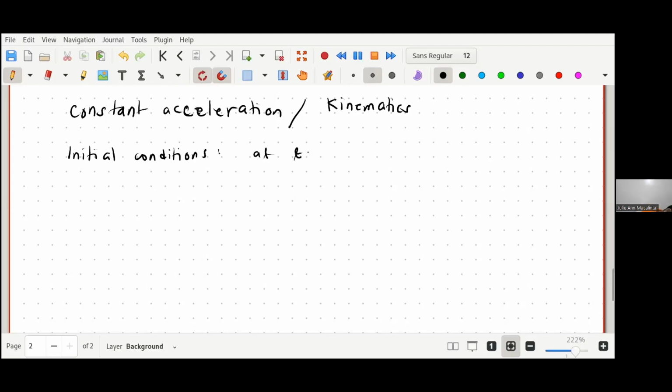At t equal to 0, x is equal to the initial position x sub 0. And at t equal to 0, the velocity is equal to v sub 0. So ang gusto kong gawin ay makahanap ng equations na nagsasatisfy na pag sinubstitute ko yung t equals 0, I'm going to get x sub 0. And if I substitute this into the velocity function, I'm going to get v sub 0.